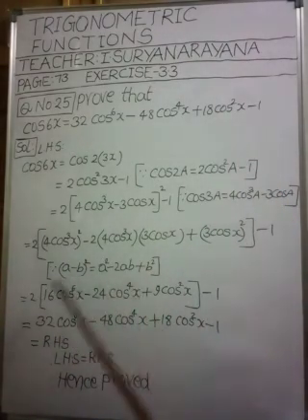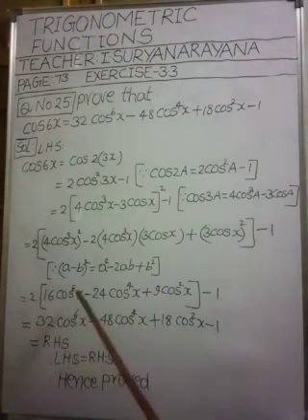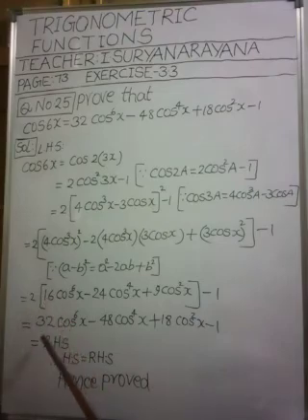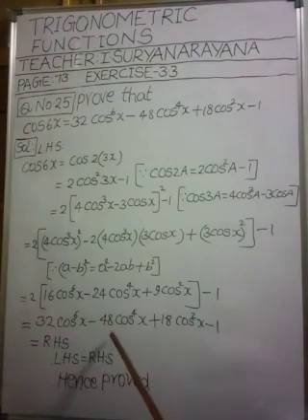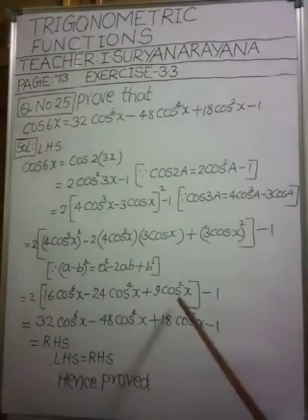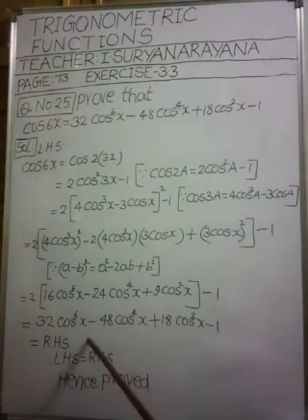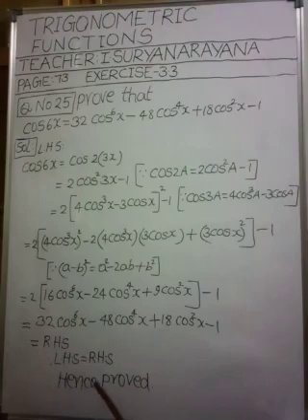Now we use the distributive property. We multiply each and every term by 2. What will you get here? 2 times 16 is 32 cos power 6x, minus 2 times 24 is 48 cos power 4x, plus 2 times 9 is 18 cos square x, minus 1. Understood this statement, children? Right. This is nothing but RHS. Therefore, LHS is equal to RHS. Therefore, we can say that the given statement is proved. Understood, my children? Right.